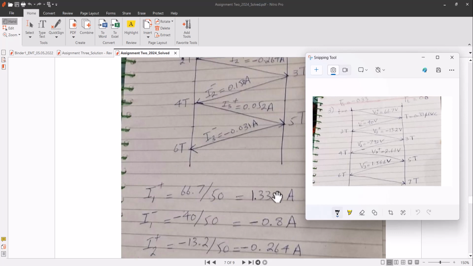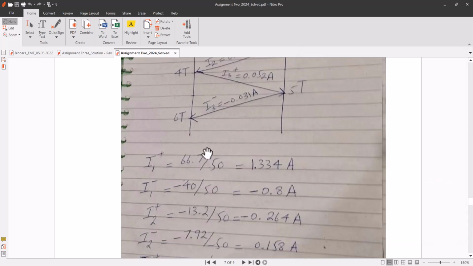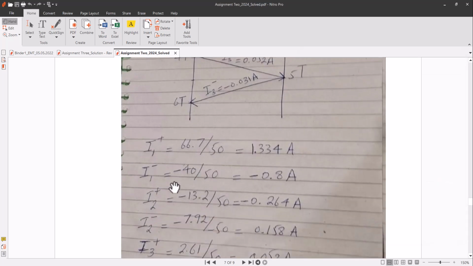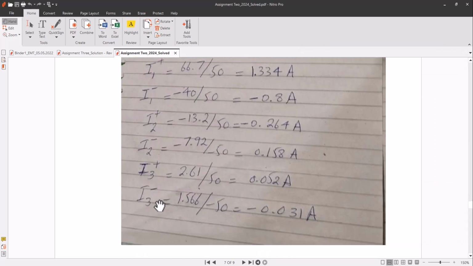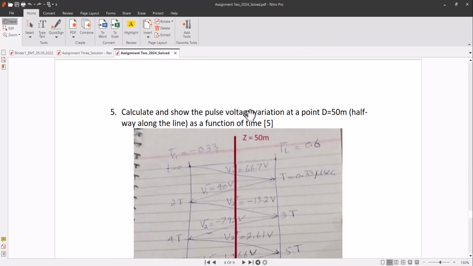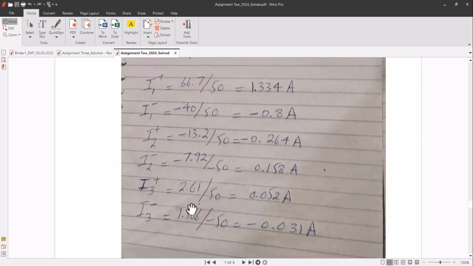Now we will write these I1 plus, I1 minus, I2 plus, I2 minus, I3 plus, I3 minus. So this part is completed here.